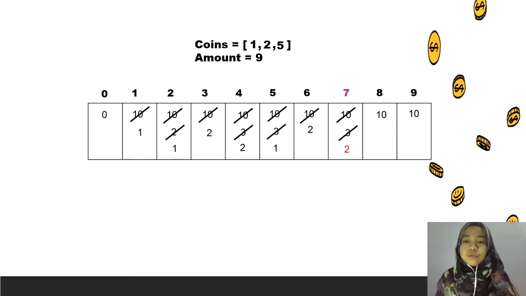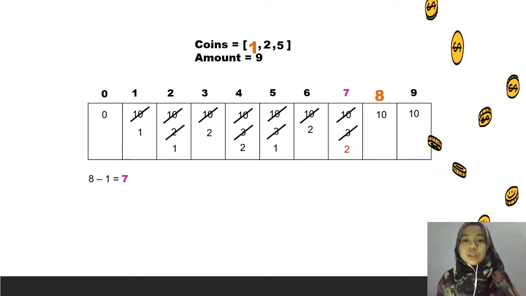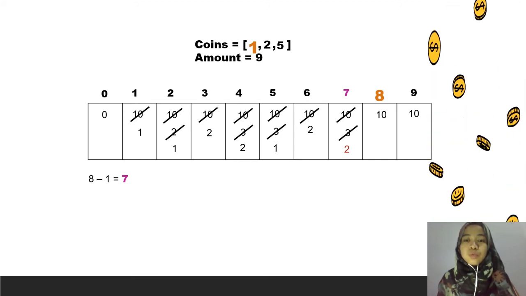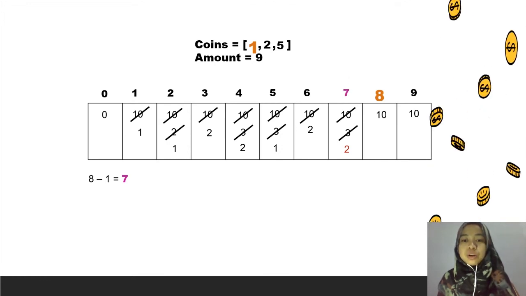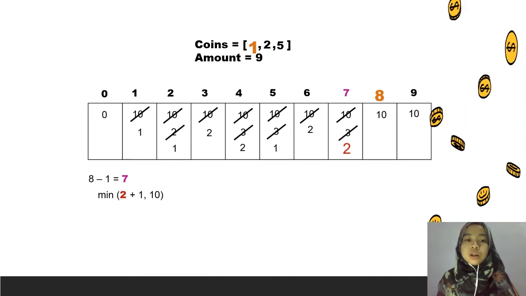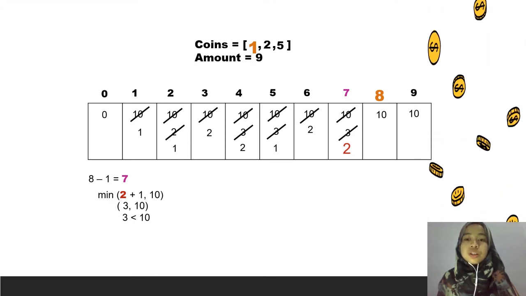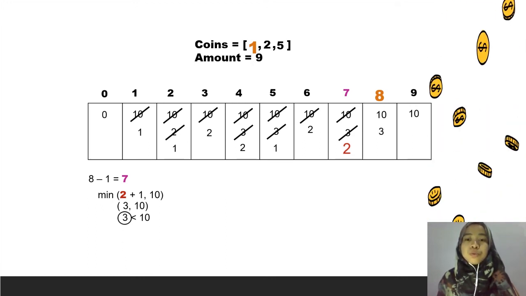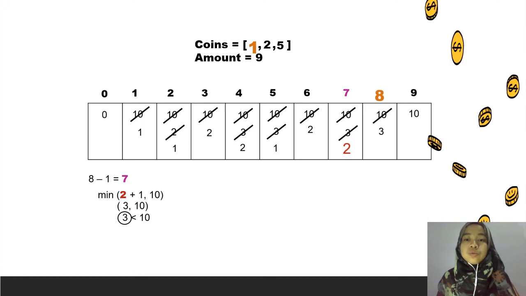Okay, next we will move to the next subproblem, which is 8. We will subtract it with coin 1 and we will get the answer 7. So we take a look at subproblem 7 and see what is the minimum amount of coins for subproblem 7. So the minimum amount of coins for subproblem 7 is 2. So we will add 1 and compare it with the previous minimum amount of coins for subproblem 8, which is 10. So 2 plus 1 is 3. So the previous one is 10. So 3 and 10, 3 is the minimum. So we will put the minimum amount of coins for subproblem 8 as 3. So we will cancel the previous one.